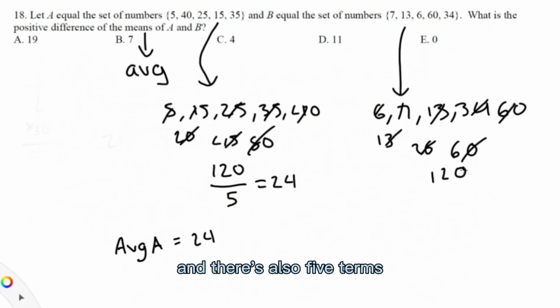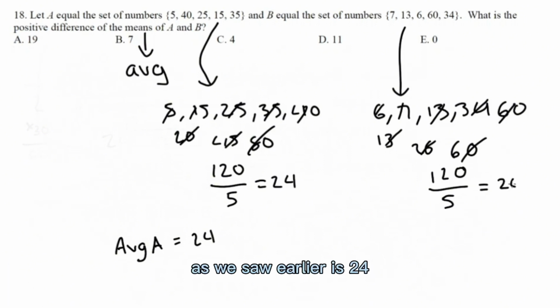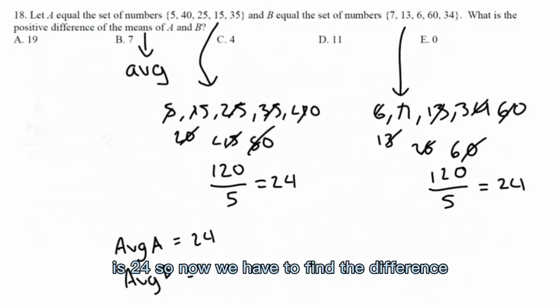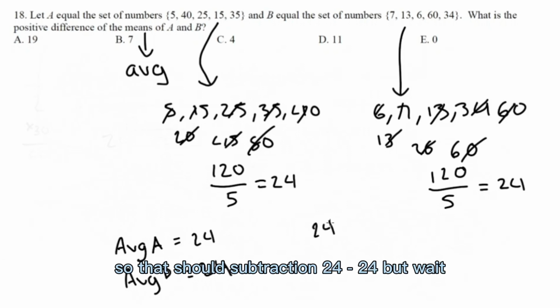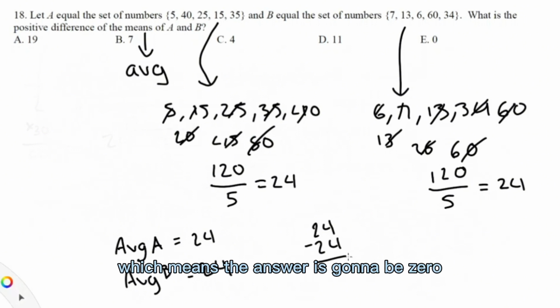And there's also 5 terms, which means we have 120 divided by 5. So 120 divided by 5, as we saw earlier, is 24. Which means average B is 24. So now we have to find the difference. So that's just subtraction. 24 minus 24. But wait, that's the same number, which means the answer is going to be 0.